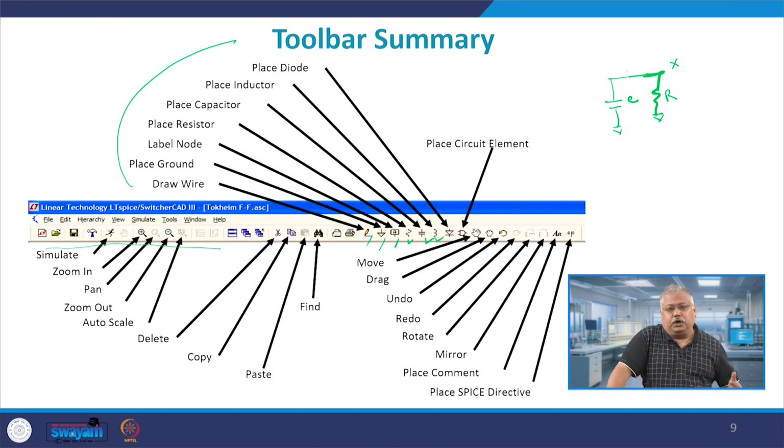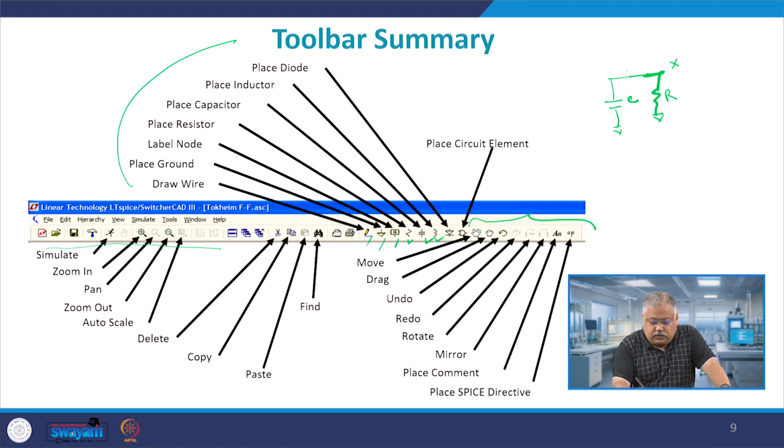For example, you want to rotate, you want to mirror, you want to place a comment on it, you want to place a spice directive directly, that can be done from these right hand side icons here. So, these right hand sides are primarily meant for moving, dragging, undoing and so on and so forth, right. Whereas, left hand side is primarily meant for spice model simulation, zooming in, zooming out and so on and so forth, whereas the middle one are primarily the tools, effective tools of active and passive elements which need to be dragged and dropped onto the window schematic.